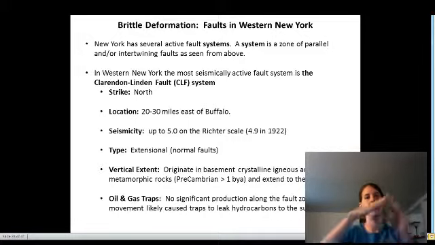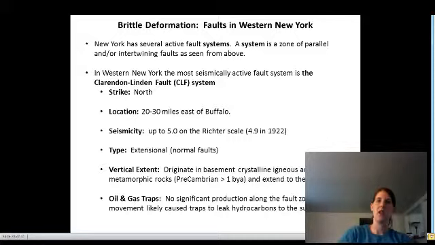Okay, so the hanging block drops down below the footwall. They originate in the basement crystalline igneous and metamorphics and extend to the surface. So these are very large vertical systems. But there's no significant production of oil and gas along the fault zone. The movement most likely caused any oil gas traps that existed to actually leak to the surface.